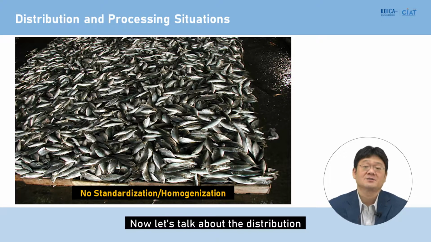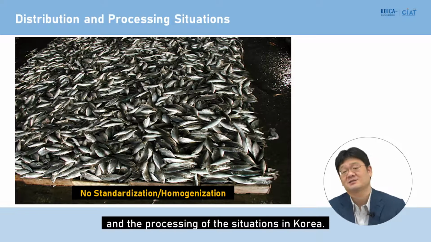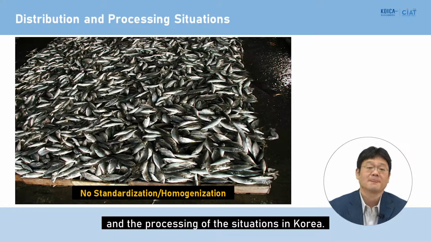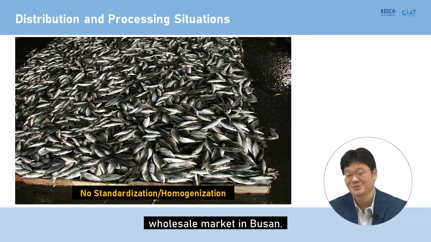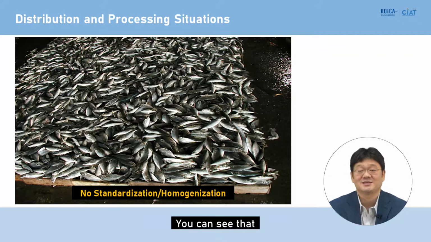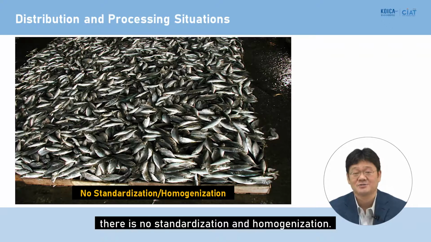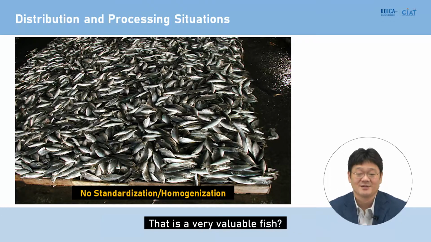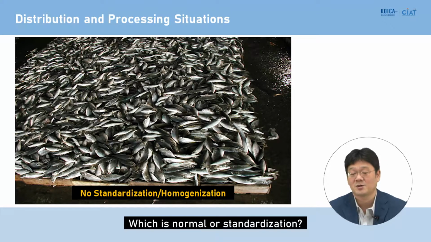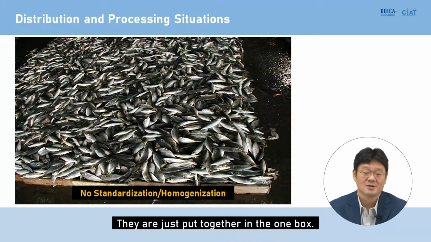Now let's talk about the distribution and the processing situations in Korea. The picture in the slide was taken at the fisheries wholesale market in Busan. You can see that there is no standardization and harmonization. What do you think when you see this picture? That is a very valuable fish, but there is no standardization. They are just put together in one box.